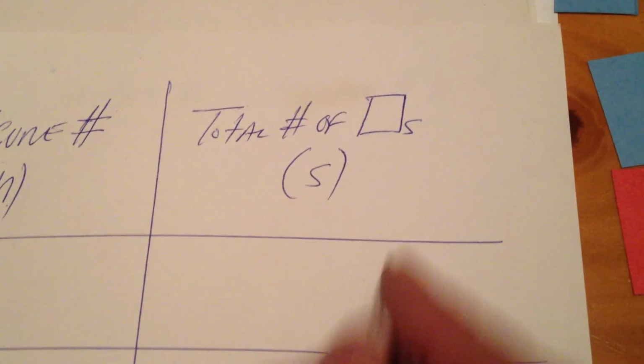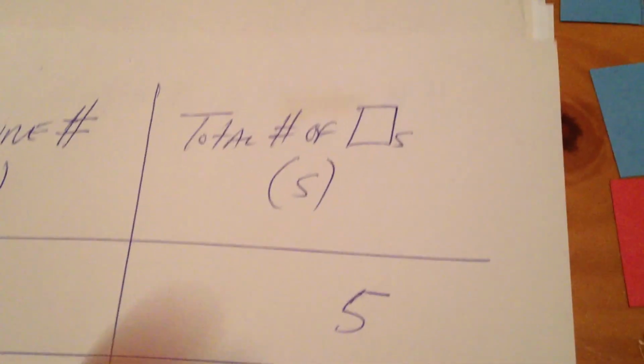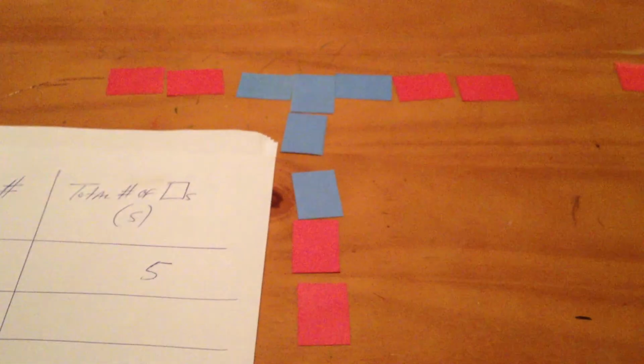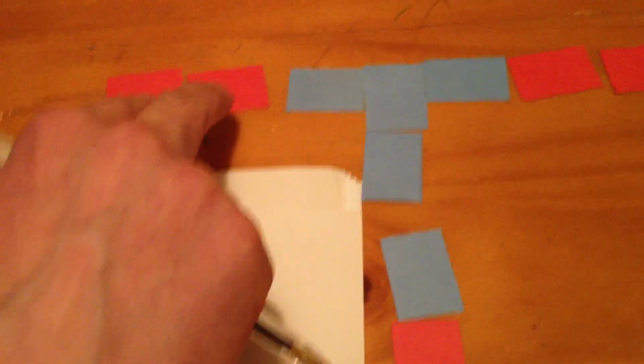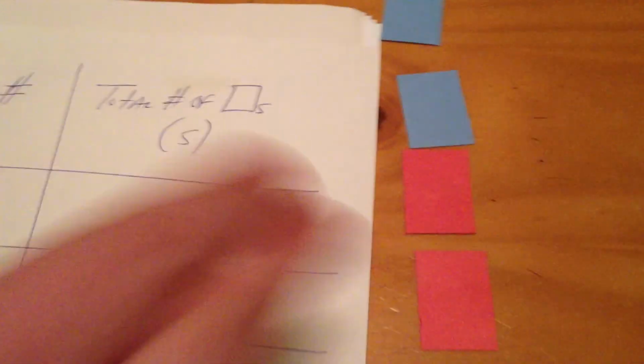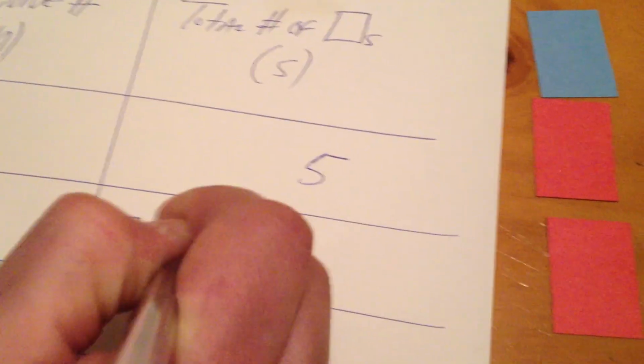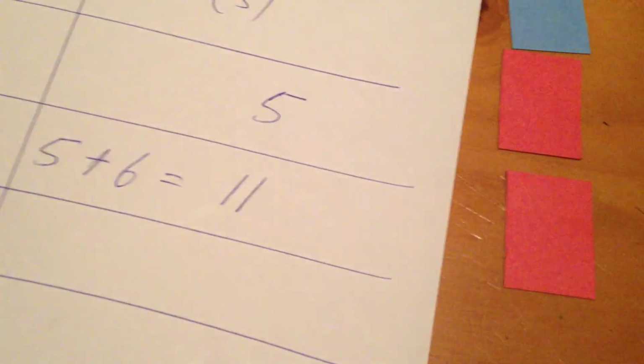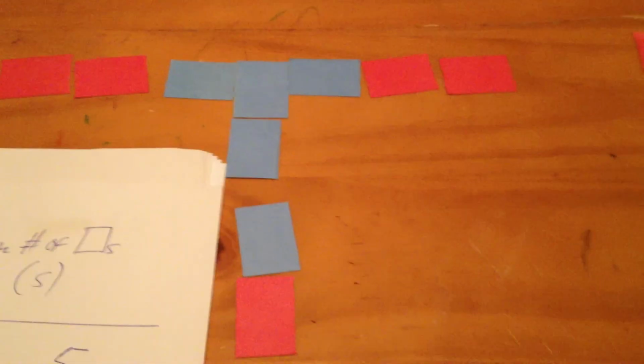In figure number 1, we have 5 blue tiles. So we're going to write down here total number of squares in figure number 1 is 5. Now in figure number 2, we have those 5 blue tiles, because figure number 2 contains figure number 1. We're going to be adding 2, 4, 6 red tiles to it for a total now of 11 tiles.